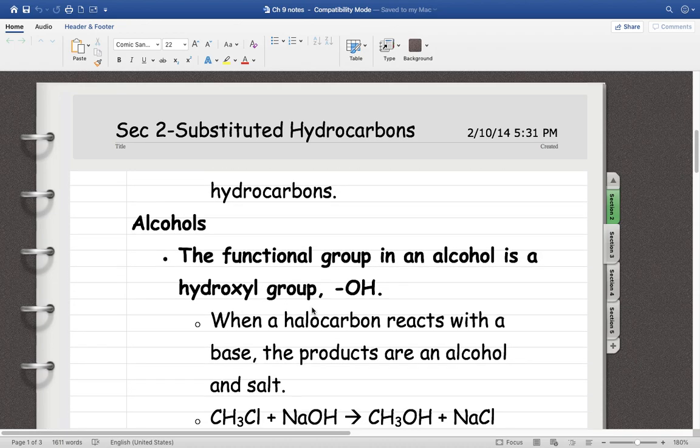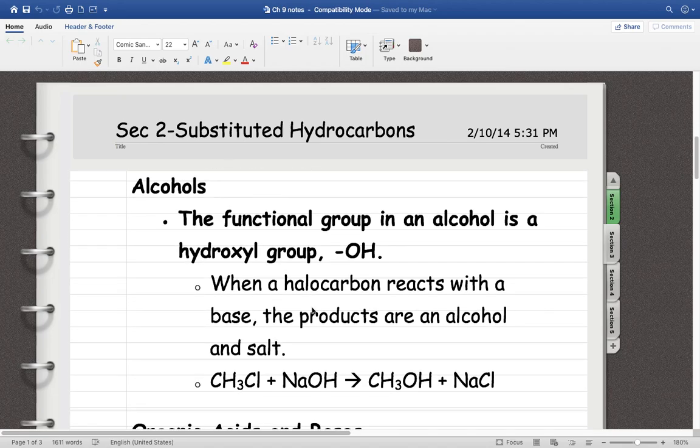Okay, so the first substituted hydrocarbon we're going to talk about is alcohols. The functional group in an alcohol is a hydroxyl, or an OH. Now this right here is not a negative sign. That is a dash because you're going to have something in front of it. So like right here, you have CH3 and then OH. Okay, so that's what that is. That's not a negative.